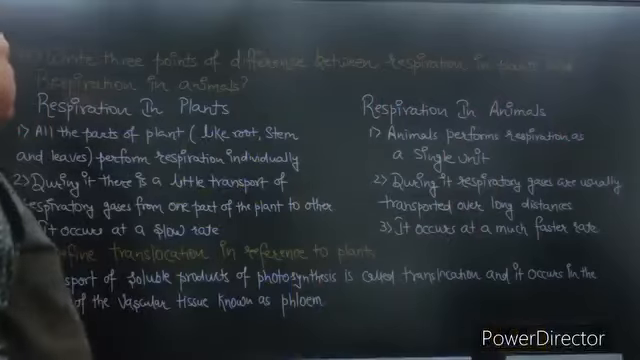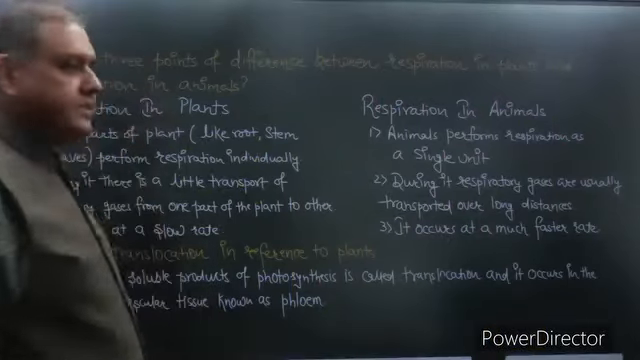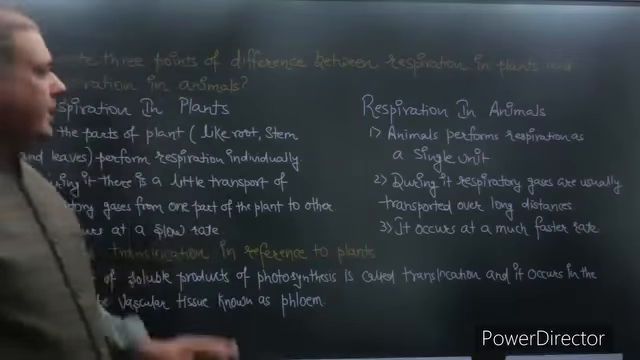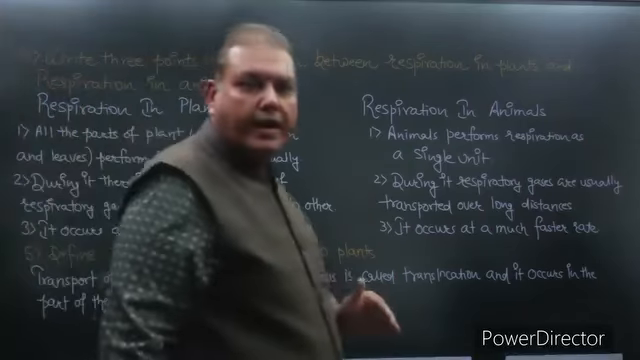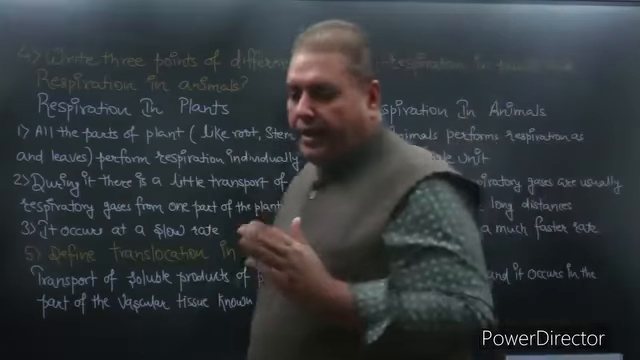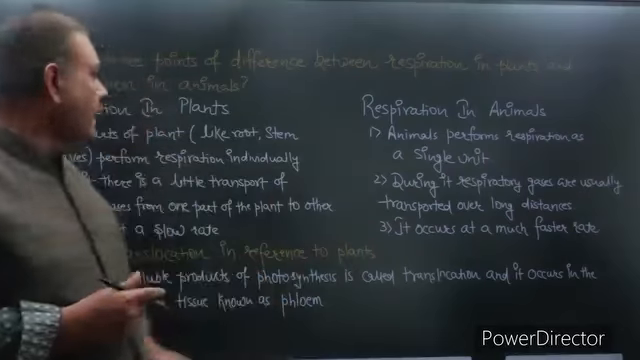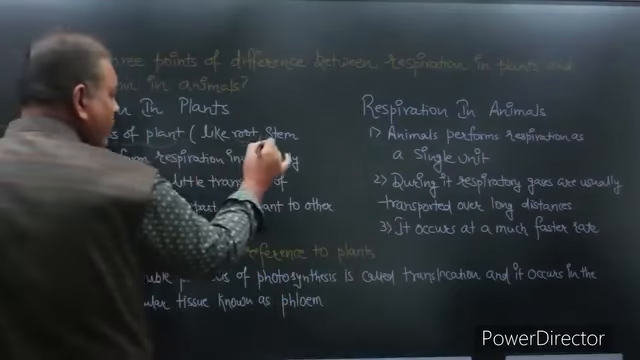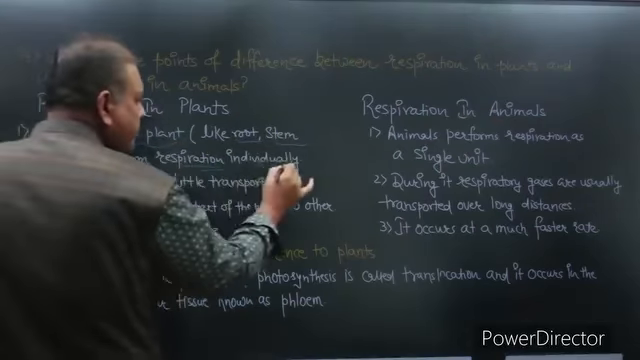Write down the 3 points of difference between respiration in plant and respiration in animals. बहुत अच्छा क्वेश्चन है, 2 मार्क्स का आ सकता है. इसको डिस्कस करने जाए तो you need to remember in case of plant each unit, each part of the plant used to respire on its own. Means like that there is all part of plant like root, stem, leaves, they perform respiration individually.